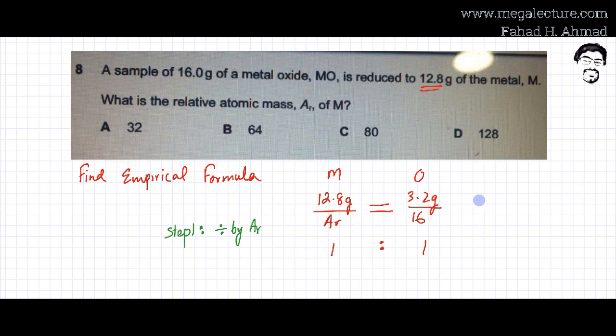So if you do that, AR is going to be equal to 12.8, multiplied by 16, which goes over here, and 3.2 would come at the bottom. So it would be multiplied by 16 and divided by 3.2. And this value comes out to be equal to 64. So your correct answer is going to be B. Option B is going to be your correct option for this question.